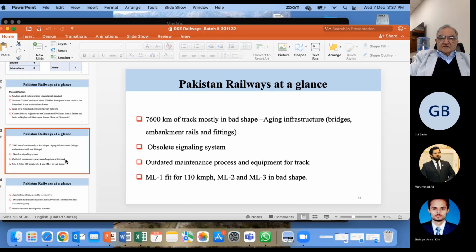And since we are looking at a glance, then this 7,600 is not in good shape. It is in bad shape, aging infrastructure: bridges, embankments, rail fittings, the sleepers, the ballast. It needs a lot of maintenance and lot of investment. It's not good. When we were doing this ML-1, especially the preliminary design and the feasibilities, we came to know that the bridges are already 160 years old. What else can you do with them?